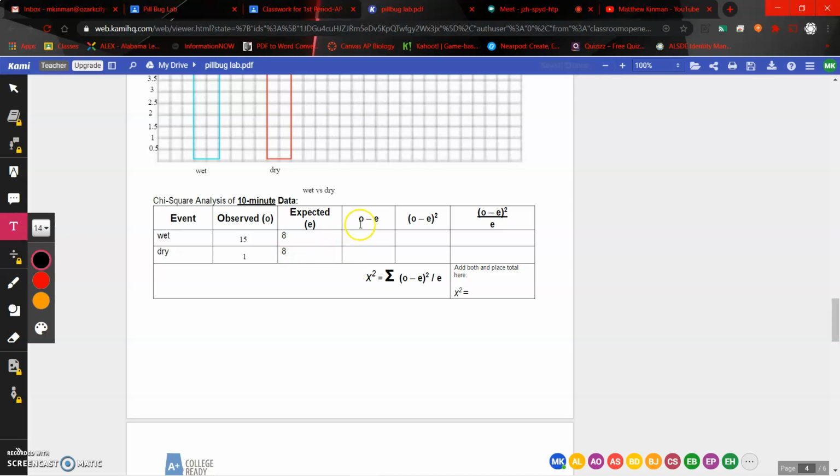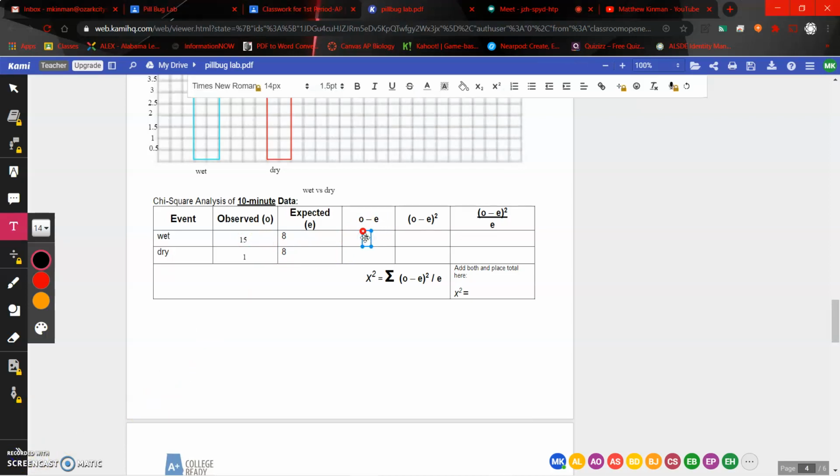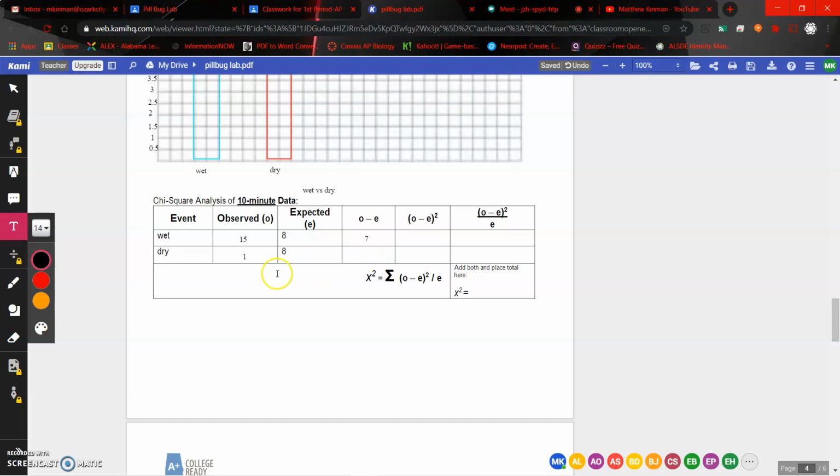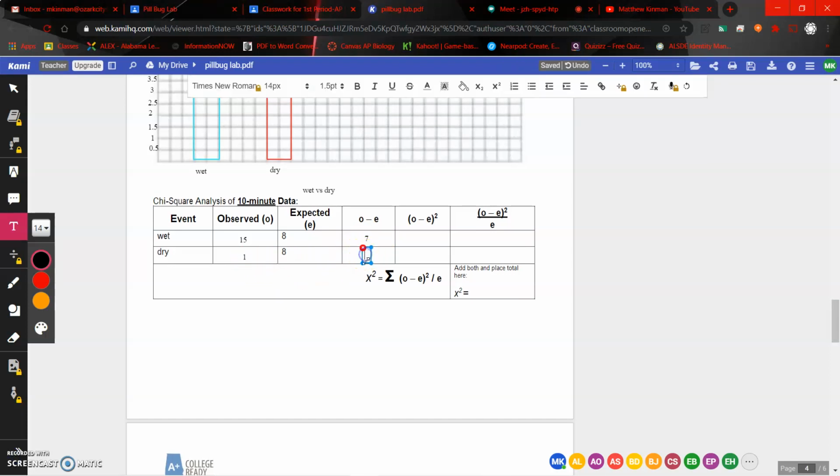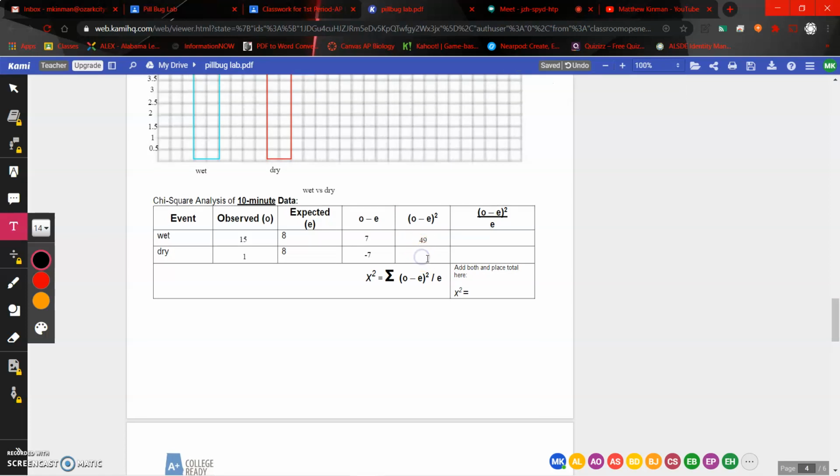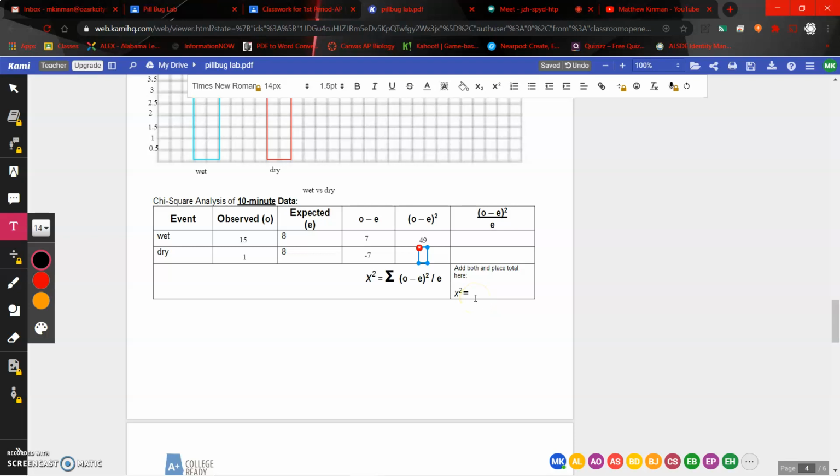All right, so then we subtract the observed minus the expected. So 15 minus 8 is 7. And then 1 minus 8 is negative 7. Now we get a negative number, but it's going to go away because we're about to square it. And if you remember from math, anytime you square negative numbers, you get a positive number. So 7 times 7, we get 49, and 49.